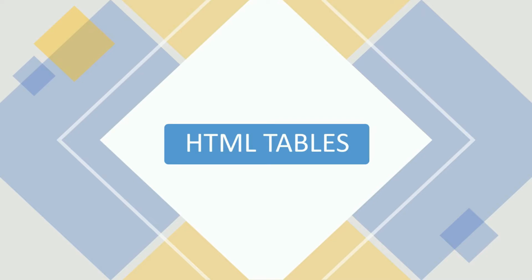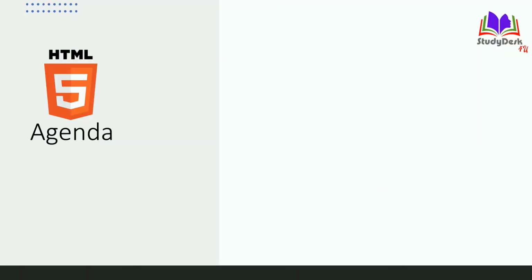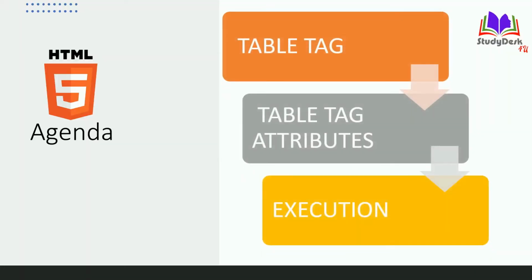By using these tables we can arrange data in a tabular form. So let's see how to use this. But before we get started, let's have the agenda for today's session. First, I'm going to introduce what a table is, how to use it, and what attributes are associated with the table tag, and finally the execution for this table. Let's get into it.